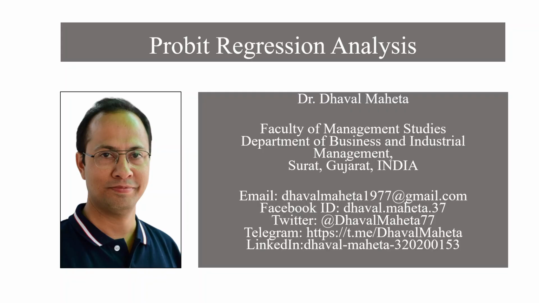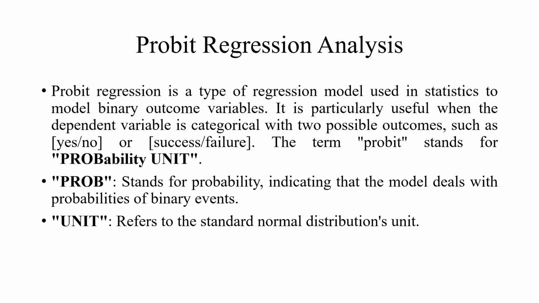This is Dr. Dhaval Maheta, and today we'll understand how to run Probit regression analysis in STATA. Probit regression is a type of regression model used in statistics to model binary outcome variables. It is particularly useful when the dependent variable is categorical. Please remember, the dependent variable is categorical with two possible outcomes, such as yes or no. Another example is success or failure.